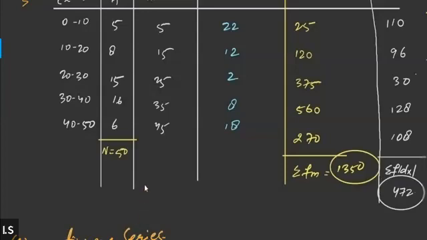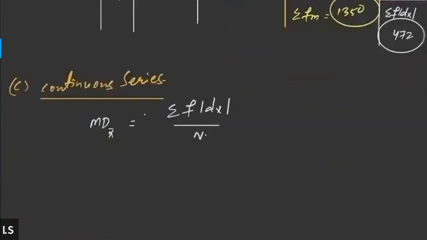472. Now we will put this value into the formula: 472 divided by number of items. The number of items we have already calculated, it is 50. So 472 divided by 50, the answer will be 9.44.